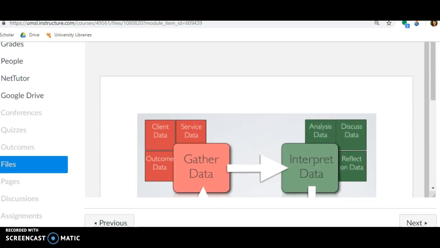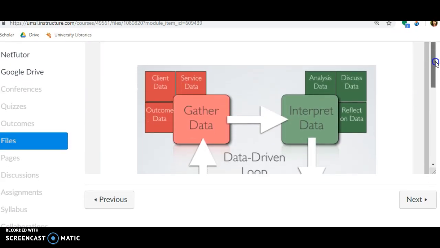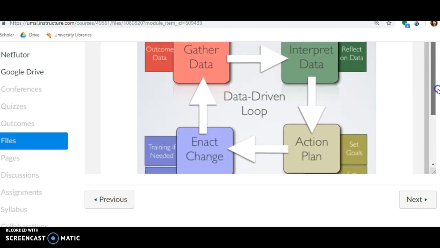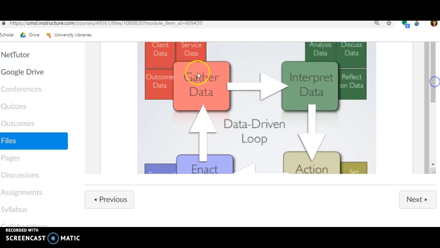So data-driven decision-making or evidence-based decision-making is a loop. It's a cycle. It can be an iterative cycle, meaning that just because you've gathered data and you're now in the interpreting stage doesn't mean you don't need to go back and gather more data. Maybe when you interpret the data, you see that you actually need more.